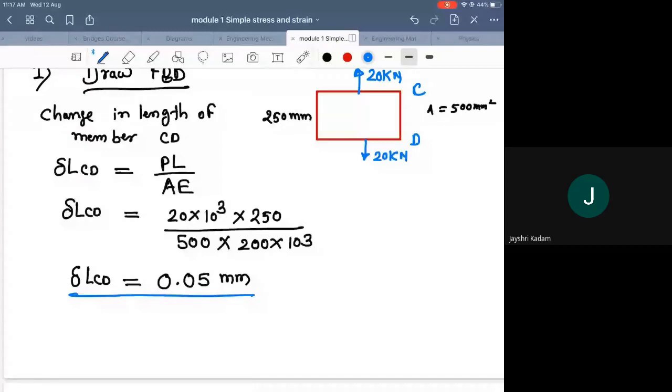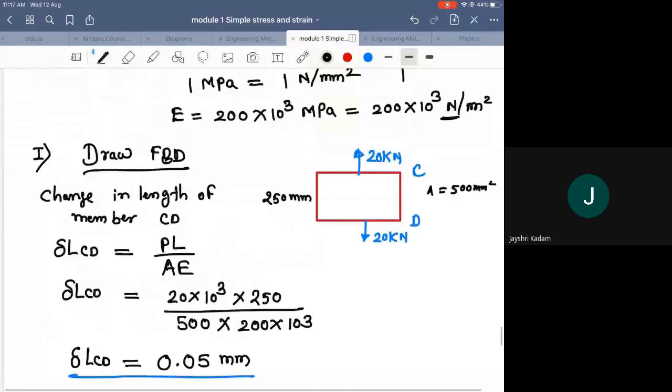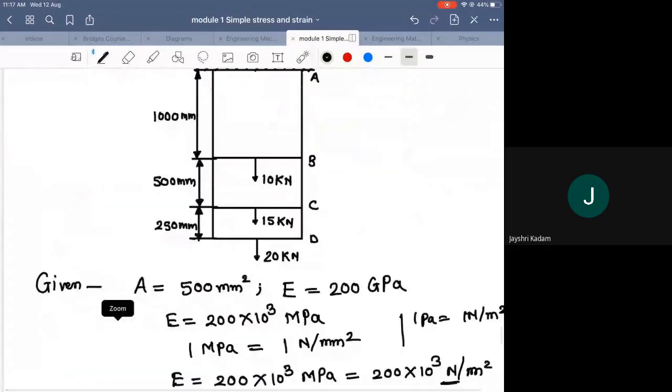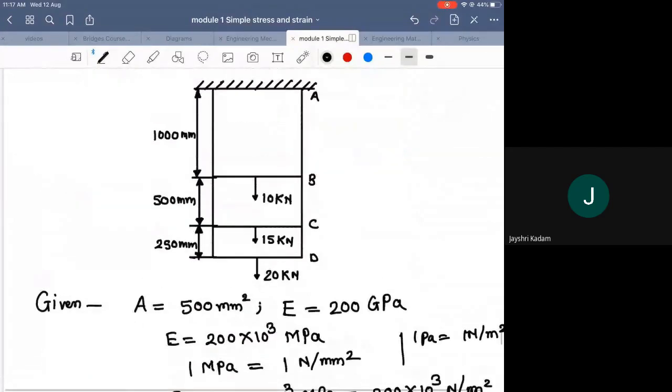Now the next step is to draw the free body diagram. Second. So what will I do? Draw the FBD, the free body diagram. I'll observe the diagram here. Yes, draw the free body diagram for the member BC. The CD part is over now.